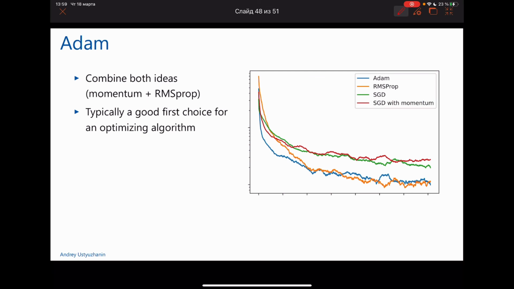Another optimizer is called ADAM, or adaptive momentum, that combines both ideas of momentum and RMS prop, and it usually serves as a pretty good choice of an optimizing algorithm. In this picture you see how different algorithms converge to a certain minimum, and you see that ADAM and RMS prop are the leaders in this case.